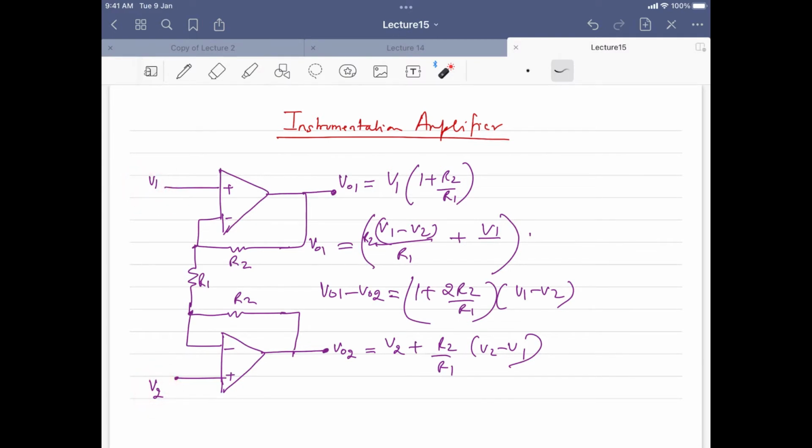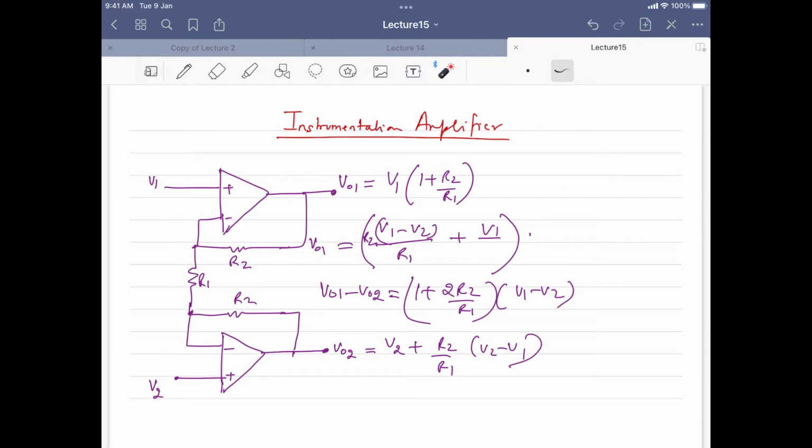In some applications we try to find the difference of the voltages, which is important to us. That difference of the voltage is amplified by a scale of 1 plus 2 R2 by R1, and that scaling will give you the difference in the output voltage. So normally instrumentation amplifiers are used for amplifying the difference of the input voltages. This is basically the application.